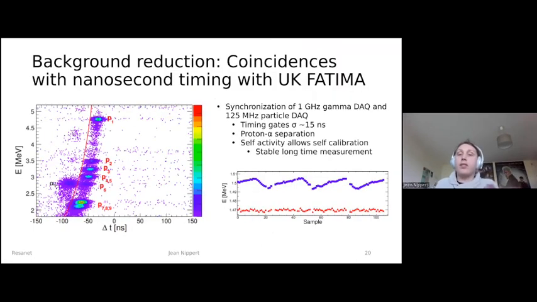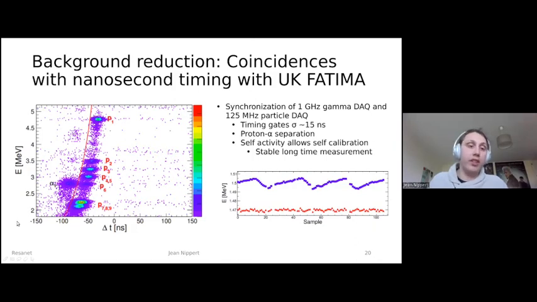So now let's go back to STELLA. STELLA is basically coincidence between gamma particles and charged particles inside the chamber. And those coincidences have a timing gate, thanks to the 2DAC, of 15 nanoseconds. And this is really important. You can see already this gate on this plot.